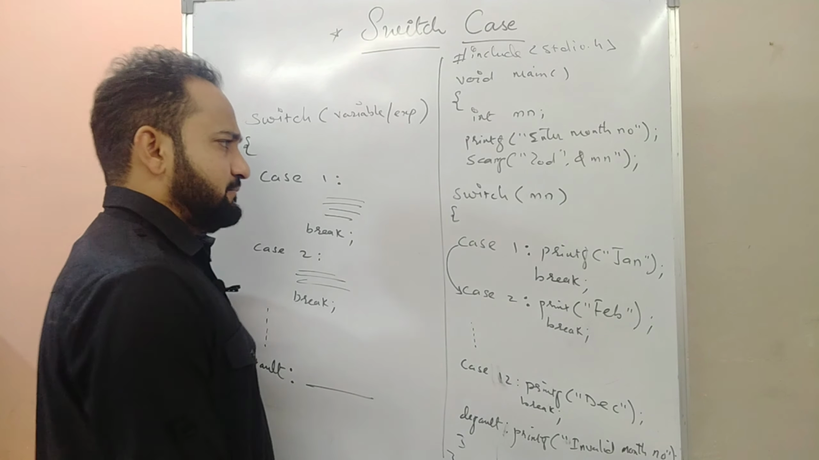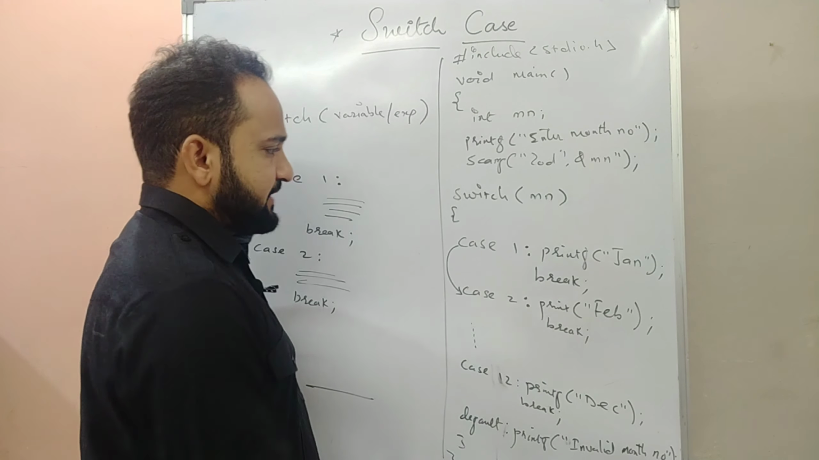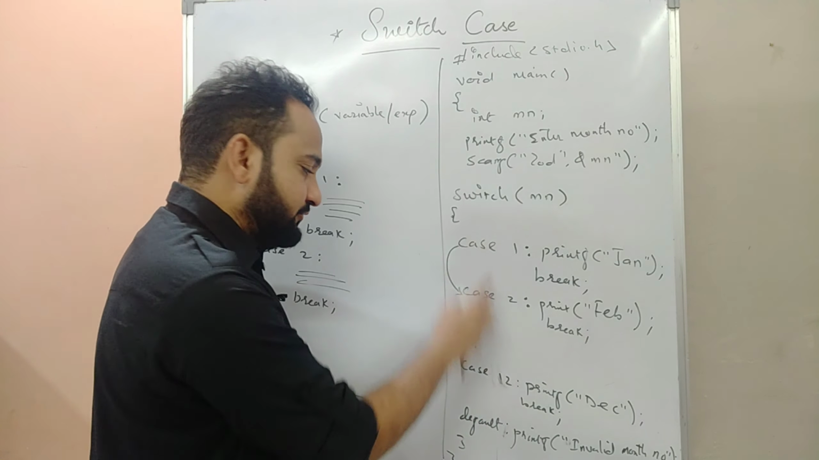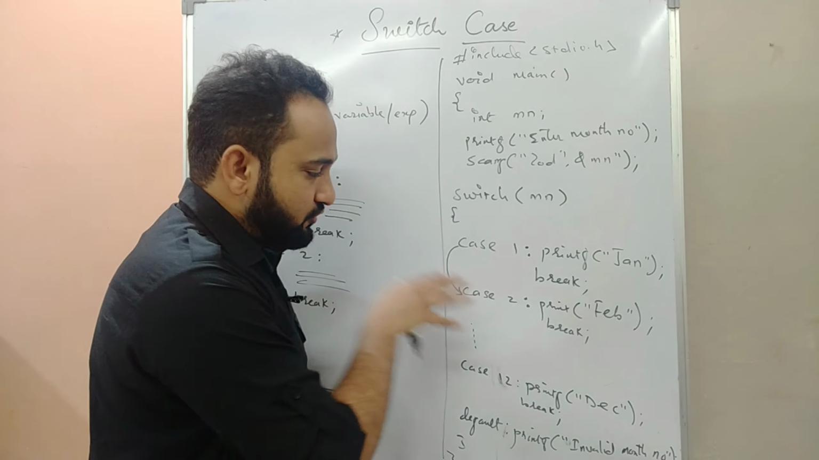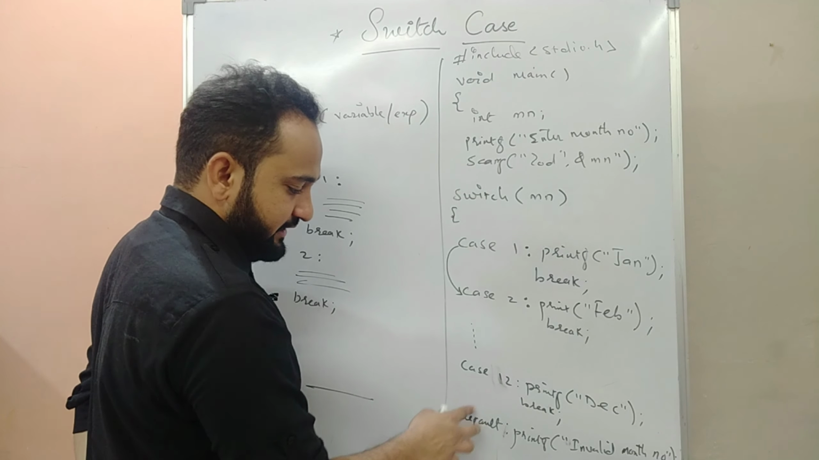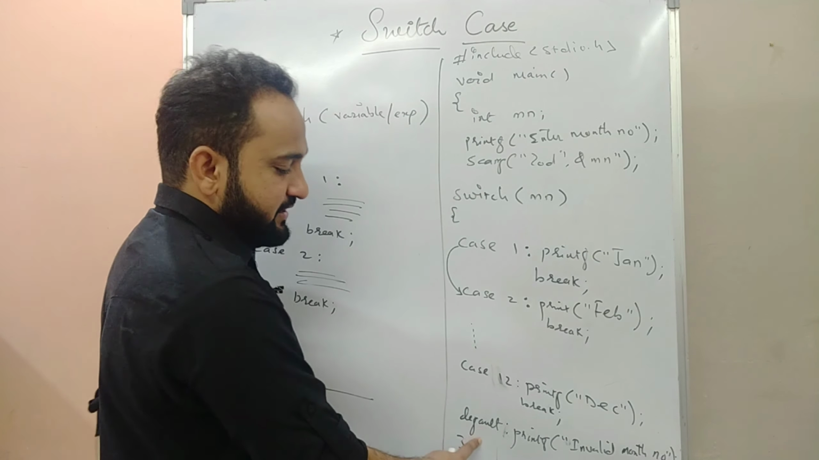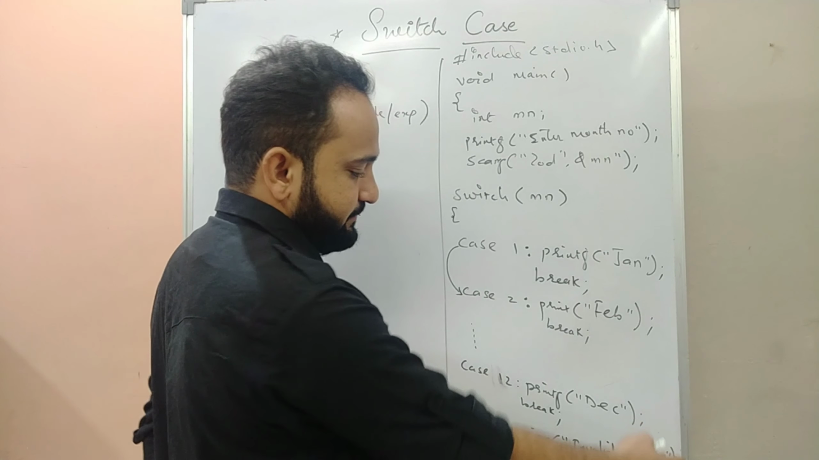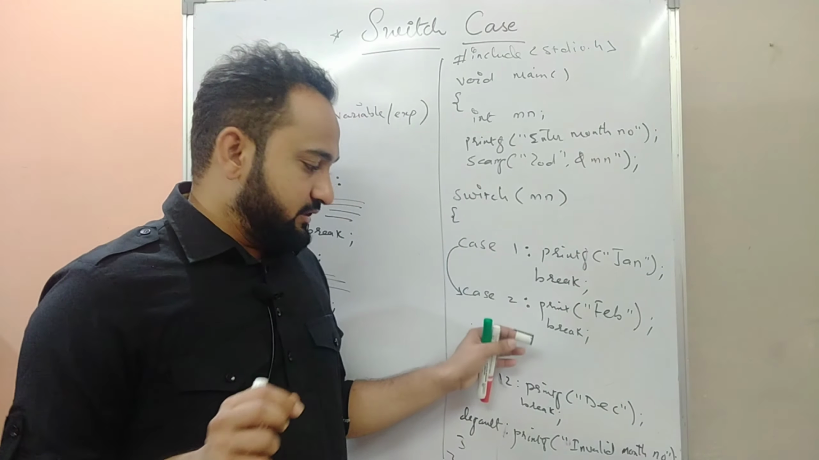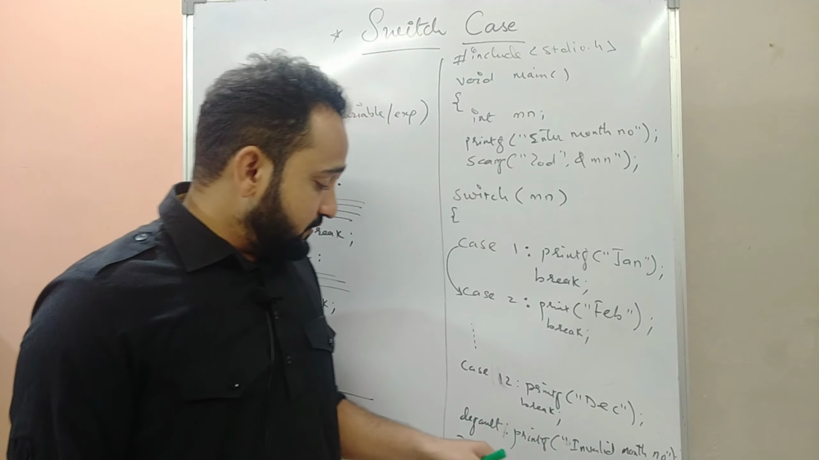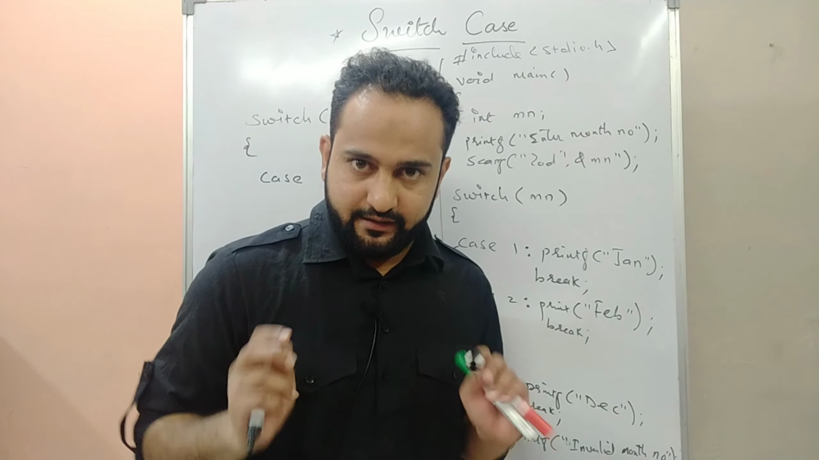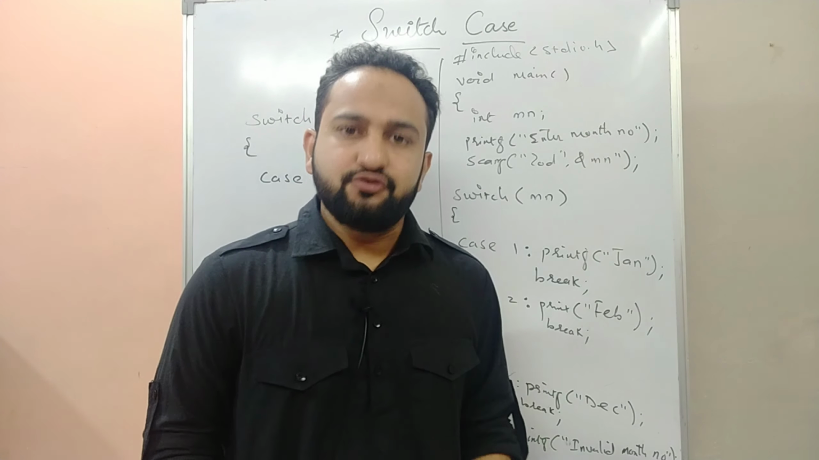The answer will be December. Again, for example, the user entered 13. What will happen? mn is 13. You have all 12 cases, and for all 12 cases it won't go inside, right? So since it didn't go into any case, it will come to default now. It will go into default and print invalid month number. So from 1 to 12 you have all the cases. For all other numbers it will go into default and simply print invalid month number. I hope you're getting it. So that is the working of switch case.